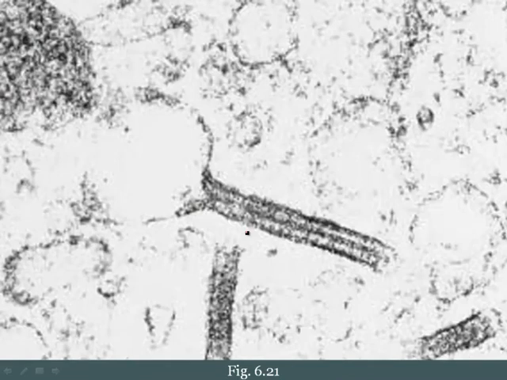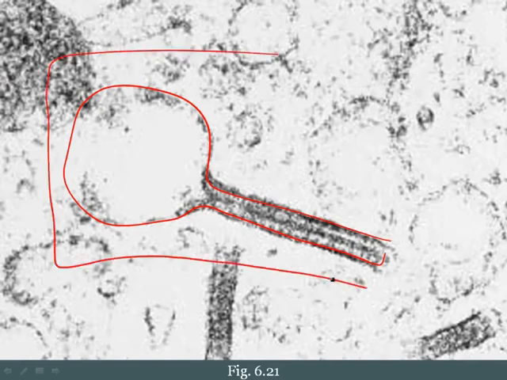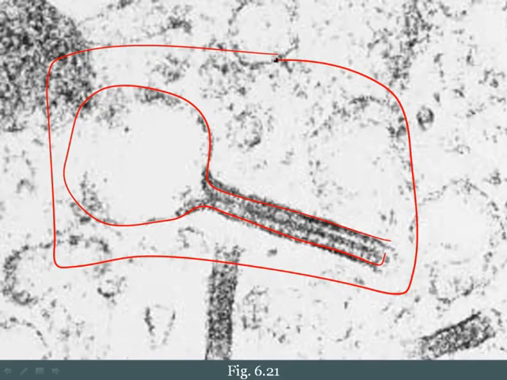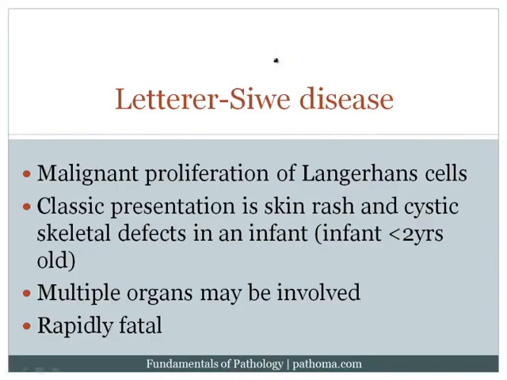So here's a tennis racket granule, and this obviously is the tennis racket from the 1960s. This is not what tennis rackets look like anymore. However, it is a very high yield image to be familiar with. So this is a Birbeck granule, and it's characteristic of a Langerhans cell. Now, when you think about Langerhans cell histiocytosis, it's a relatively complicated discussion because it's hard to remember these, particularly because you'll never probably see them.